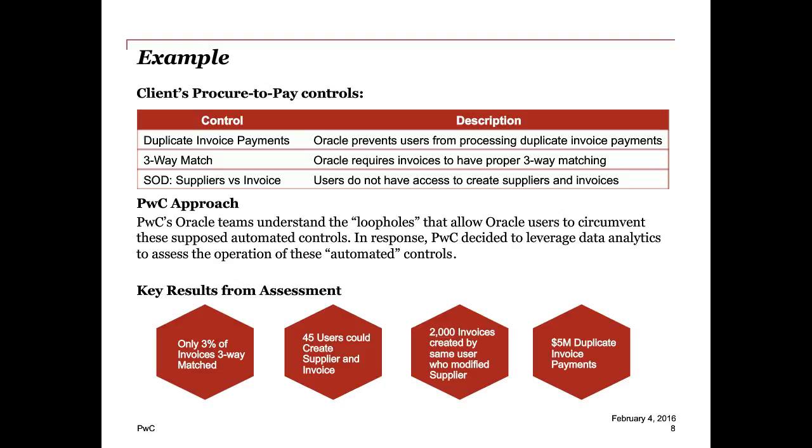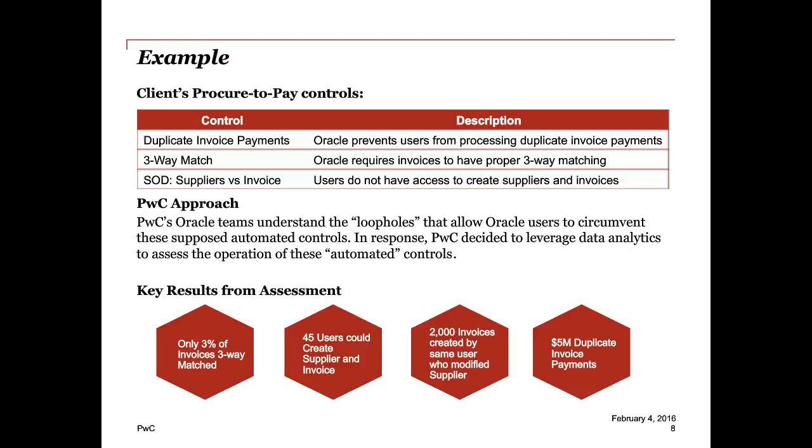The second one, we found 45 users could create suppliers. They had a very small team of people who were actually supposed to be creating suppliers, just a handful. And to find there were 45 people who could do not only creating suppliers, but also creating invoices was a big problem.